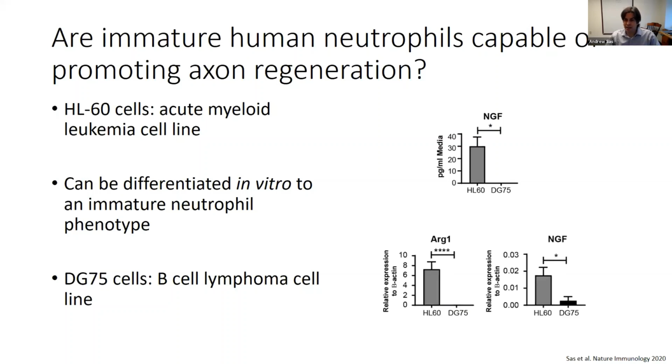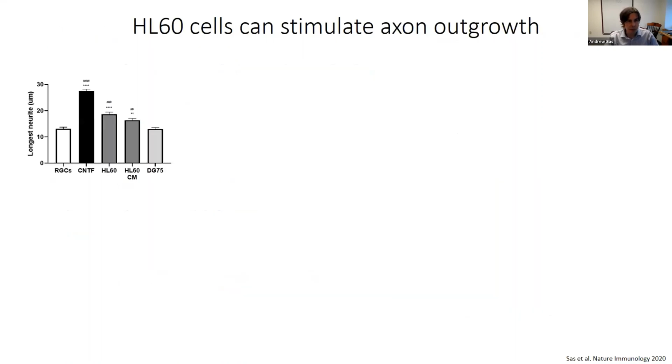We also looked at PCR. We looked at our markers of alternative activation. We found that these HL60 cells that we differentiated into immature neutrophils expressed high levels of arginase. And not only did we find NGF in the media, but we also found it by transcript. And so we then took these HL60s and these DG75 cells and we cultured them with the RGCs. And we found that if you add these immature neutrophils into RGC culture, we get regeneration compared to the RGCs alone. This HL60 conditioned media also stimulates regeneration, but the DG75 cells do not.